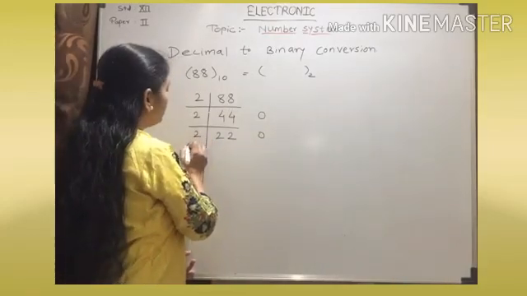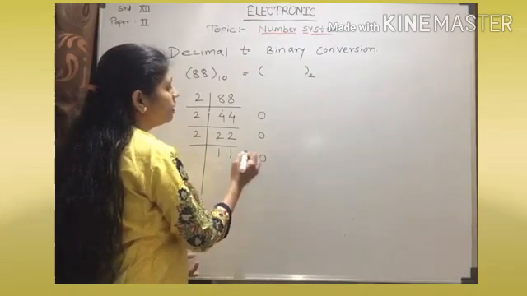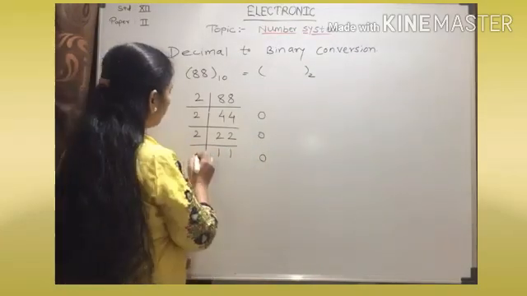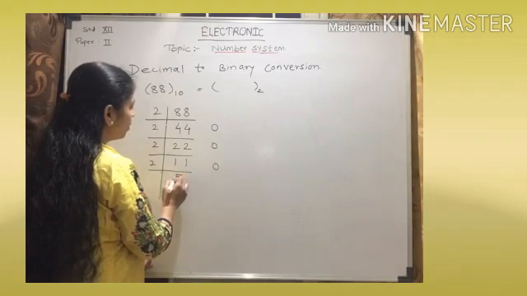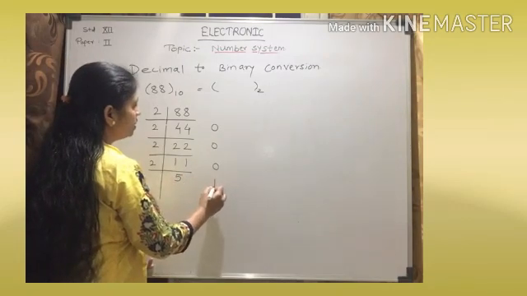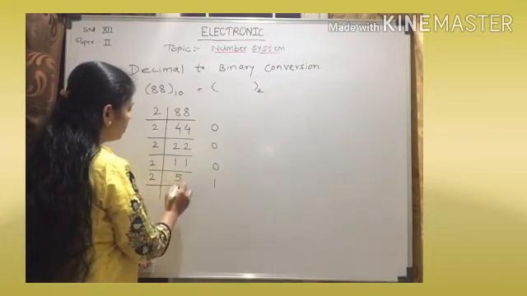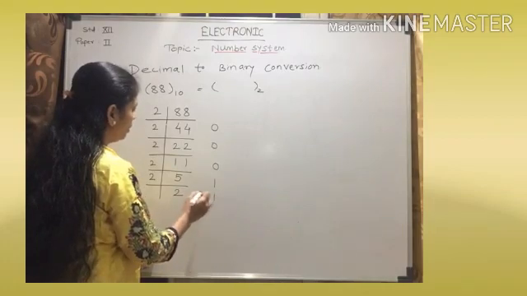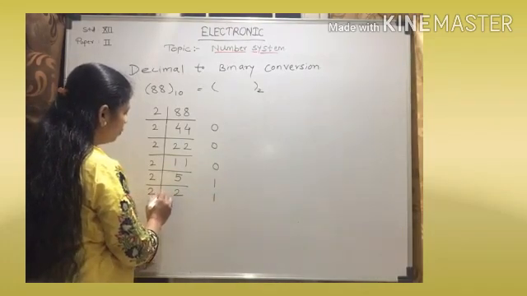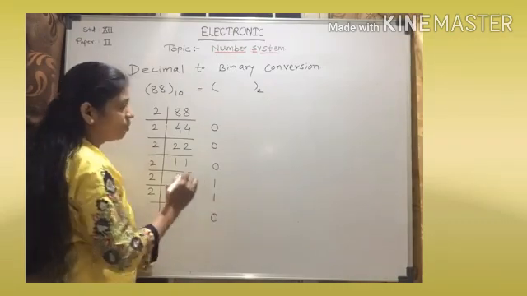Again we have to divide this number by 2. We got the quotient 11 and the remainder is 0. Again we have to divide this number by 2. So we got the quotient 5 and the remainder is 1. Now divide this number by 2. We got the quotient 2 and the remainder is 1. Divide this number by 2. We got the quotient 1 and the remainder is 0.